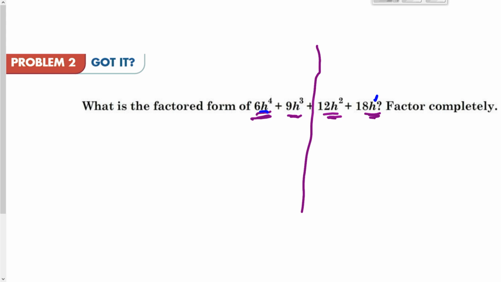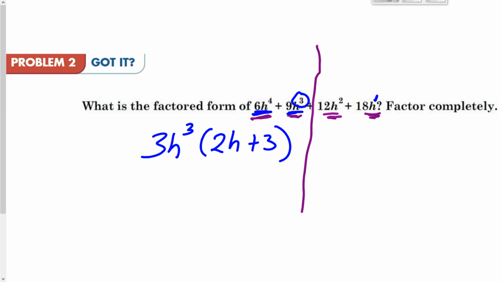So then I just look at this side and say, what can I take out of there? A 3. And then what about the h's? They both have h. What's the smallest exponent? 3, so h cubed. And 3 times what is 6? That's 2. And h3, I need to get to h4, so I need another h. And now 3 times what is 9? That's a positive 3. And an h3 and h3, so I don't need any more h's, right?